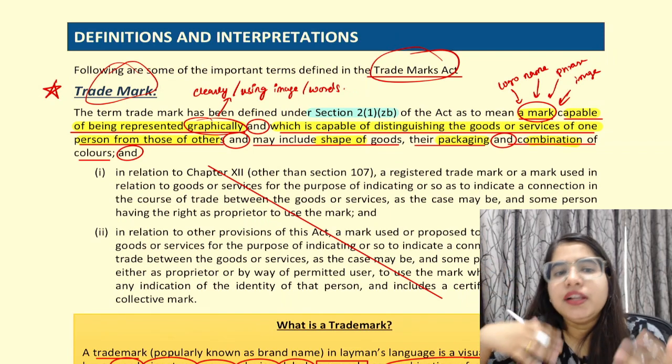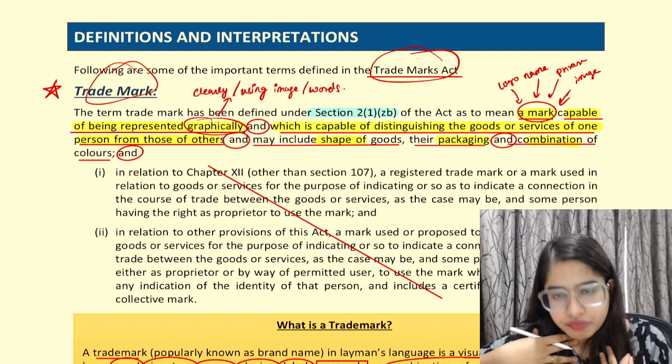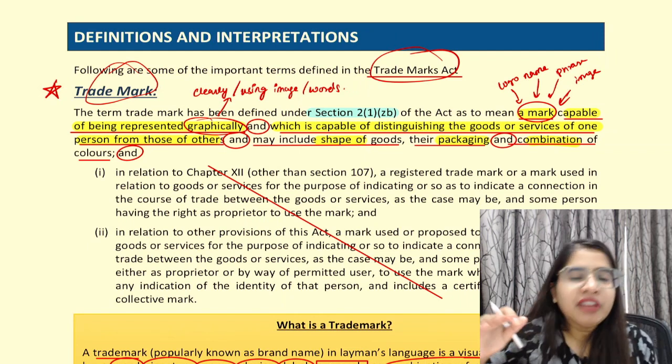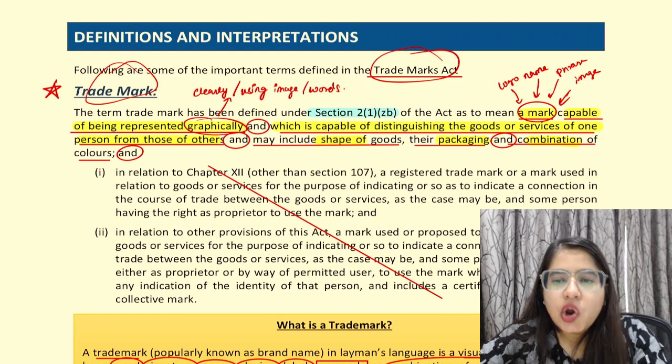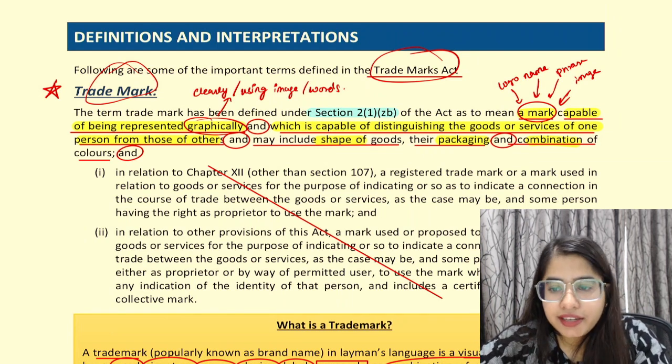Let's take an example. Can we register Yashas Academy? Can we register our trademark with the name of Best Academy? Can I make an academy called Best Academy, right?